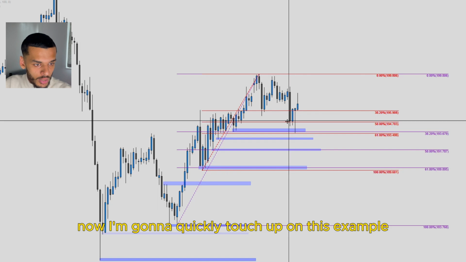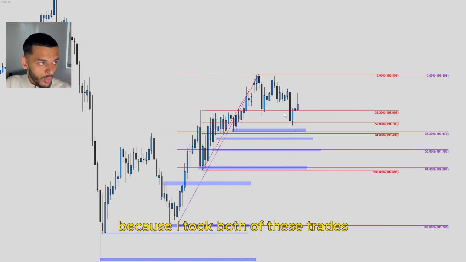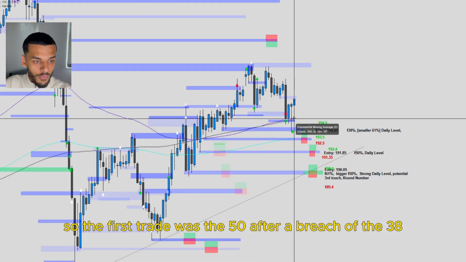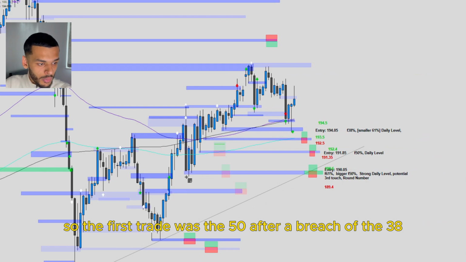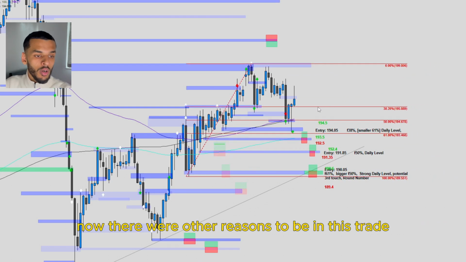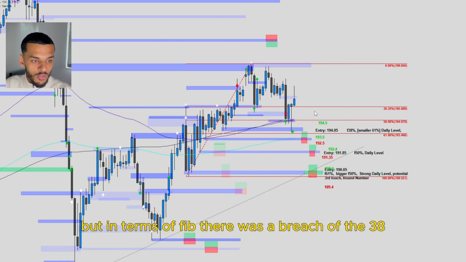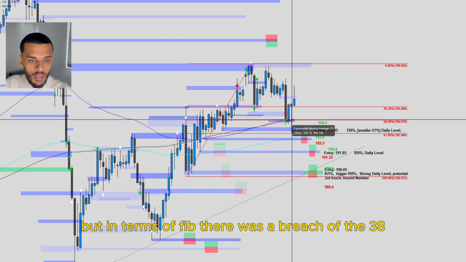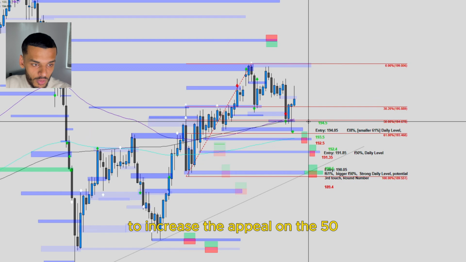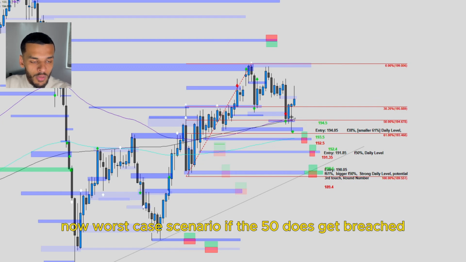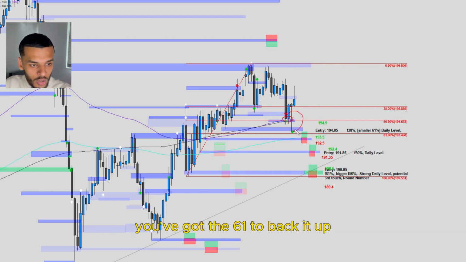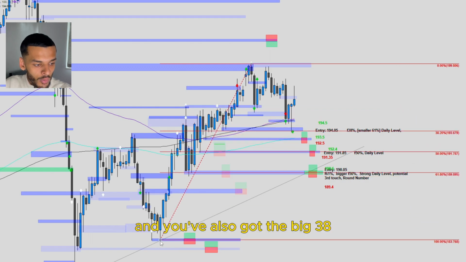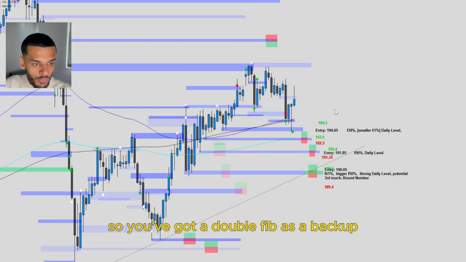Now I'm going to quickly touch up on this example because I took both of these trades. So the first trade was the 50 after a breach of the 38. Now there were other reasons to be in this trade, but in terms of fib, there was a breach of the 38 to increase the appeal on the 50. Now worst case scenario, if the 50 does get breached, you've got the 61 to back it up, and you've also got the big 38. So you've got a double fib as a backup plus a better level.